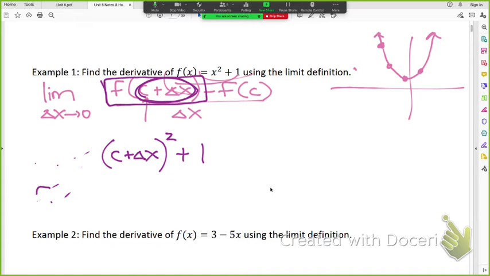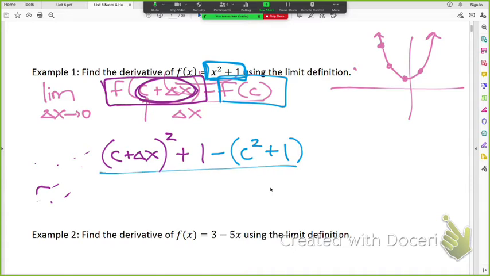Okay, now let's look at the next part. F of c. What does that mean? Take out the x, put in c. So what's that going to look like in terms of my equation? This is my equation here. If I take out the x and put in c, what's it going to look like? C squared plus 1. That's all over what? Delta x.